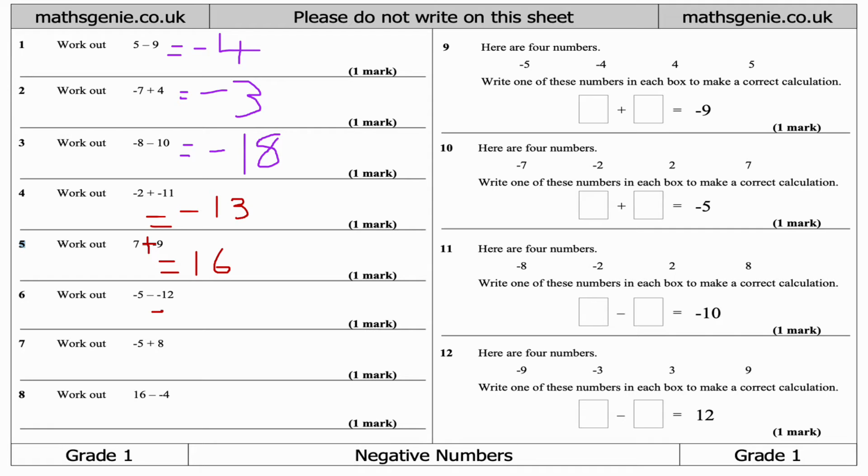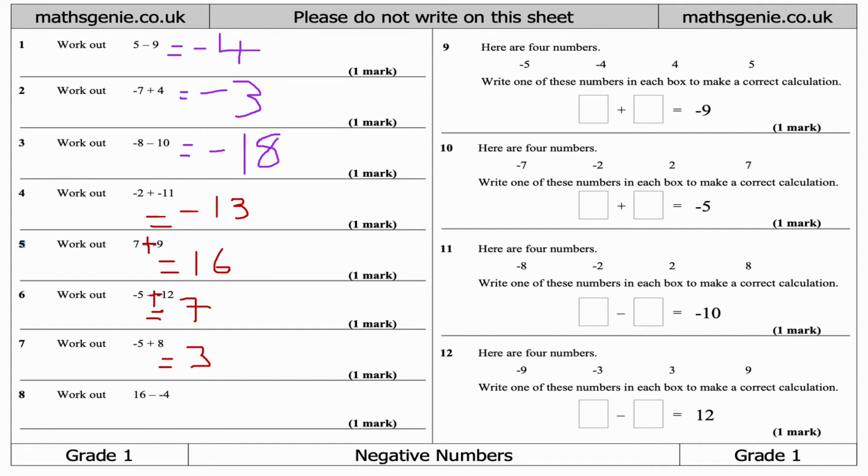Question number 6, work out minus 5 minus 12. Well, the two minuses, which are directly next to each other, make it a positive. Minus 5 plus 12 is 7. It's the same as saying 12 take away 5, which is 7. Question number 7. Work out minus 5 plus 8. Well, that's the same as saying 8 minus 5, which is 3.